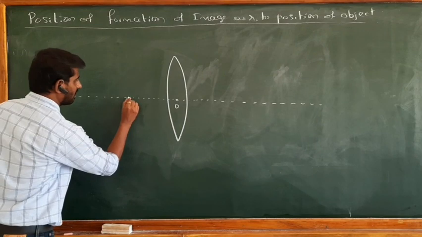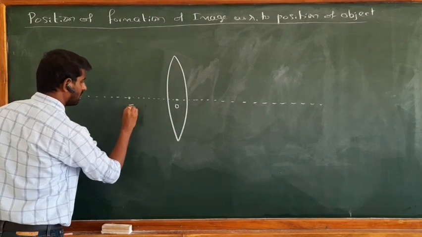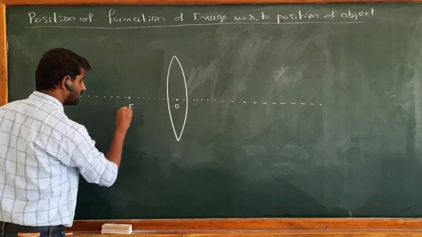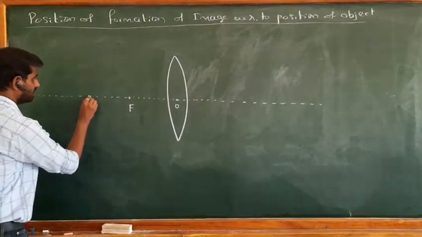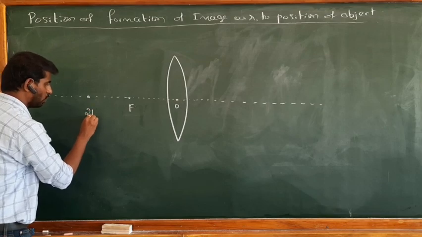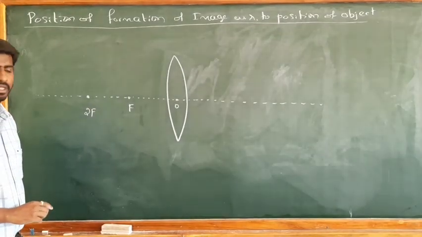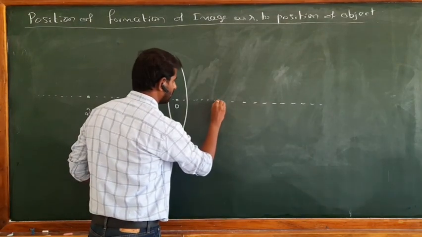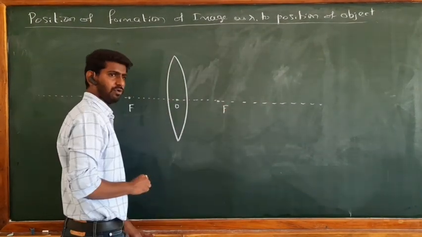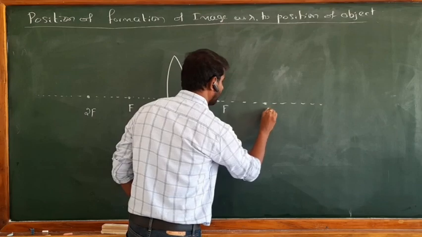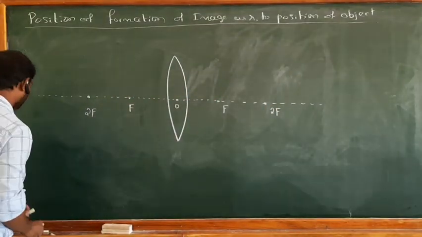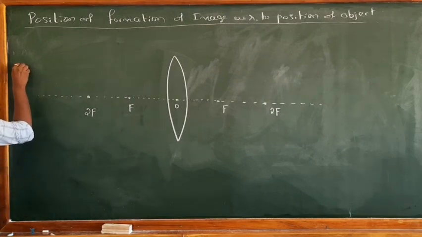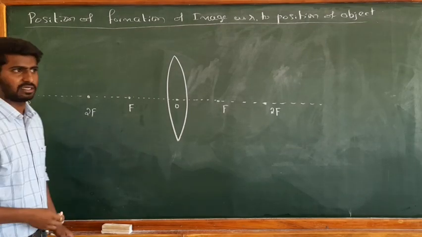This is the principal focus F, and the distance from O to F is the focal length. And this distance is 2 times the focal length, 2f. In the same way, we have one more principal focus, so we get one more 2f. Whenever the object is placed at a very large distance, we say we kept it at infinity.